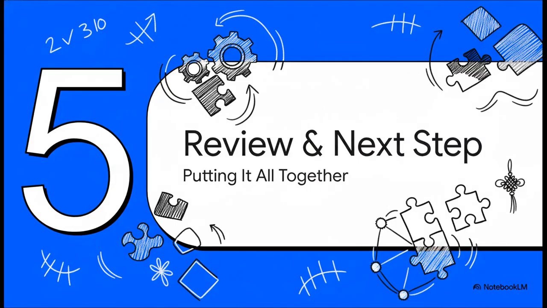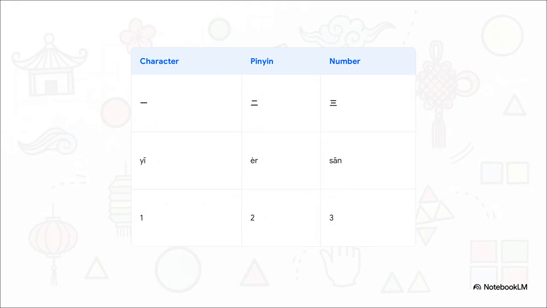Okay, so it's time to put it all together. Let's take a look at the complete picture of what you've just mastered. Just look at this table. This is your foundational toolkit. Let's go through them one last time, together. We've got 1, yi, 2, er, 3, san, 4, si, 5, wu, 6, liu, 7, qi, 8, ba, 9, jiu, and 10, shi. These 10 characters are your entire foundation.